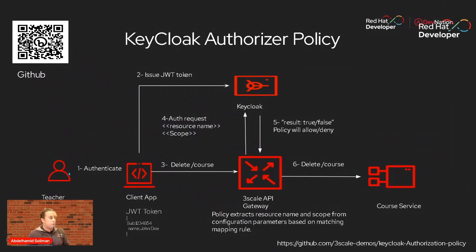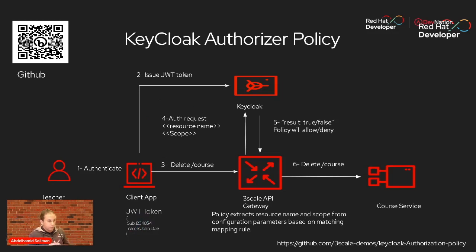So let's begin with the end user. We have here the teacher. The end user is trying to use a mobile application or web-based application, and the application uses the 3scale API gateway, which is configured here with an API product to secure the course service backend using OpenID Connect. Keycloak here acts as an OpenID Connect provider, or OIDC provider, and also it acts as the authorization module. Once the teacher is authenticated through the application and Keycloak with username and password, he will have a JWT token.